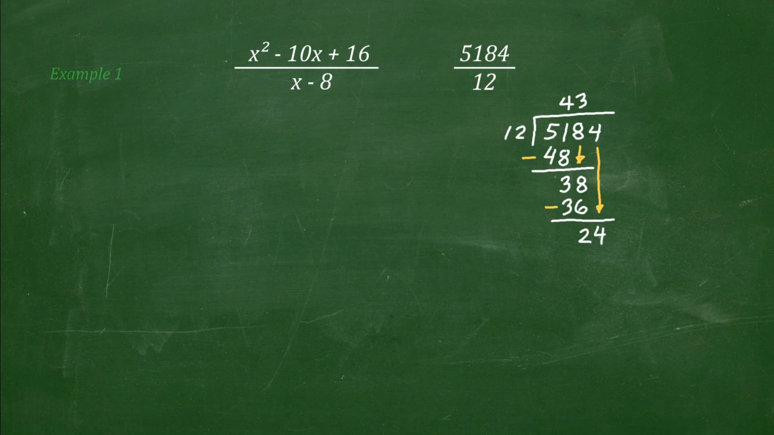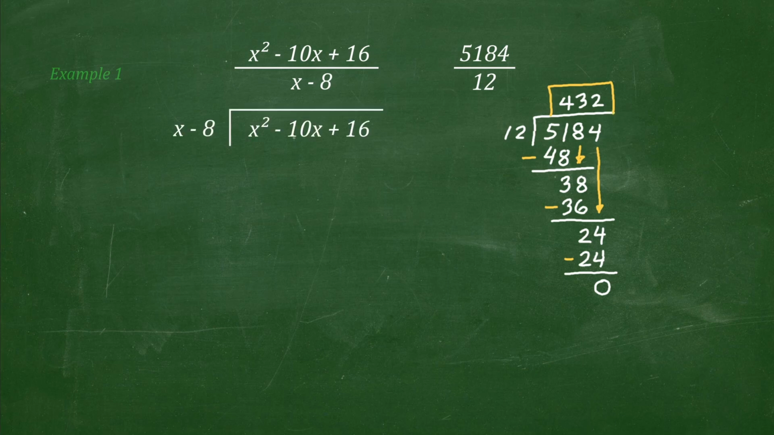Then, again we divide. 24 divided by 12 is 2. And finally, multiply 2 times 12, which is 24. And then, last part, we subtract. Of course, we know the answer 24 minus 24 is equal to 0. Hence, 5,184 divided by 12 is equal to 432. Let's apply what we did here to our polynomial.